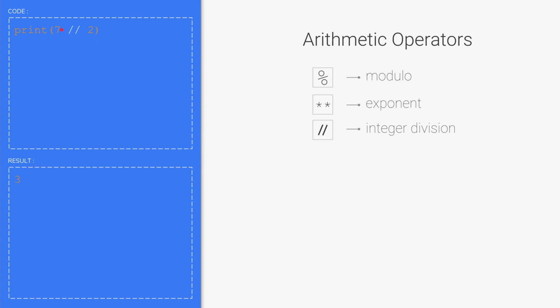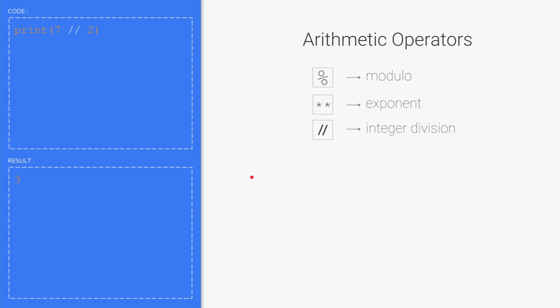If this were 6 divided by 2, the answer would be 3, but now it's 7 divided by 2, or 7 integer division 2. The computer just rounded off to the nearest integer, which is 3.